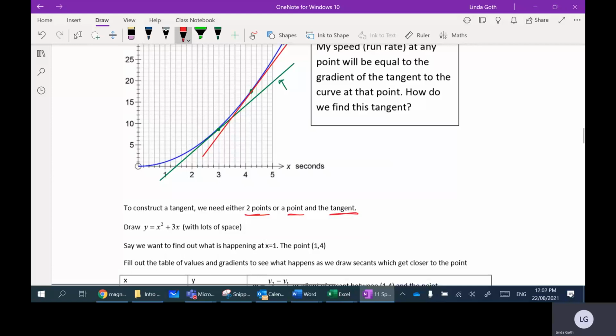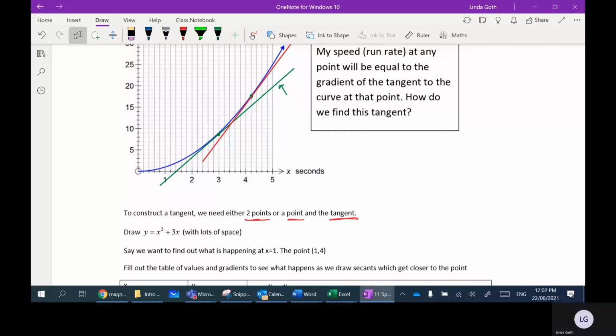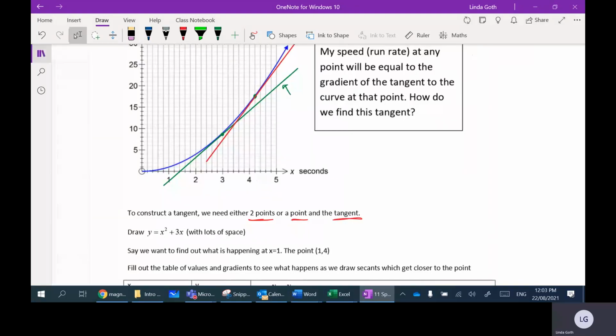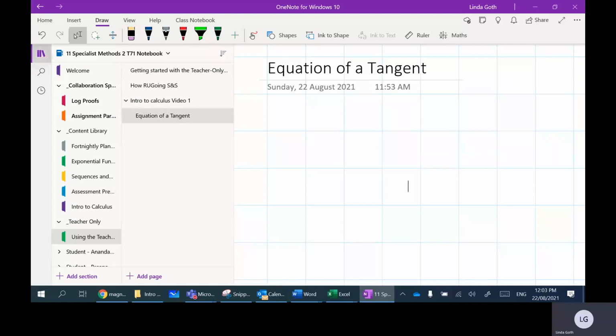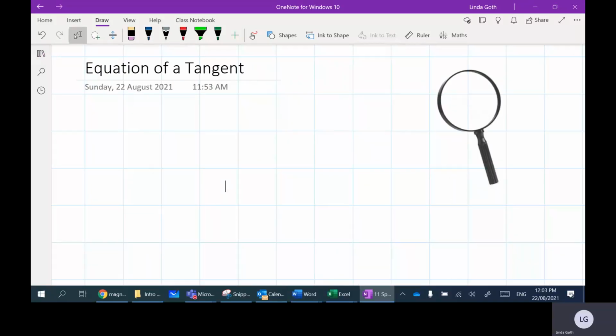So here's how we go about finding what we think is going to be the gradient of these tangents. It says here to draw y equals x squared plus 3x with lots of space. Now there's not lots of space on this sheet here, so I'm going to go to a new page and draw up y equals x squared plus 3x, and you might like to do this on your piece of paper as well. So I've got myself a sheet ready here. I'm going to have a look at y equals x squared plus 3x. Now we should be pretty good at graphing things like this.